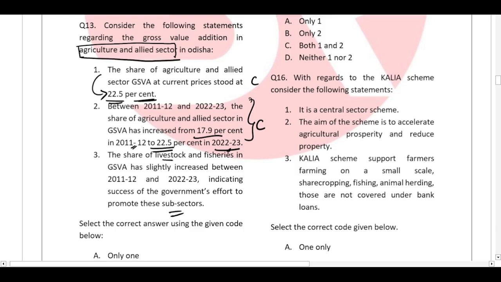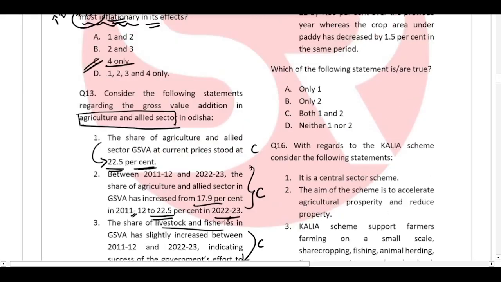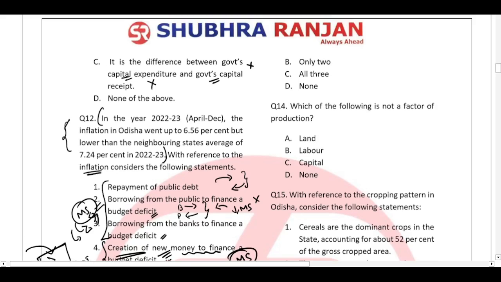Yes, it was clearly mentioned in the economic survey. The share of livestock and fisheries has increased because of the government's efforts to promote these three subsectors. So this is also a correct statement. So the question is asking which of the following is correct. Select the correct answers. Only one, only two, only three. All three are correct. So the correct option is option C.